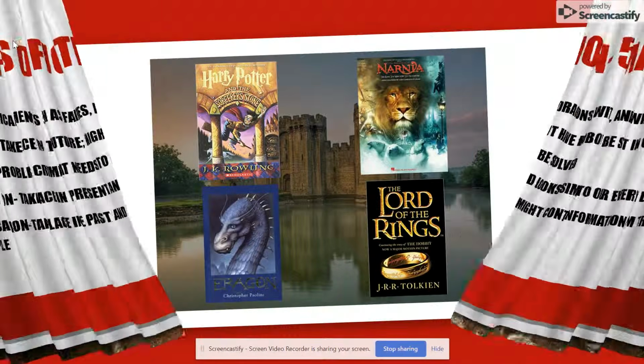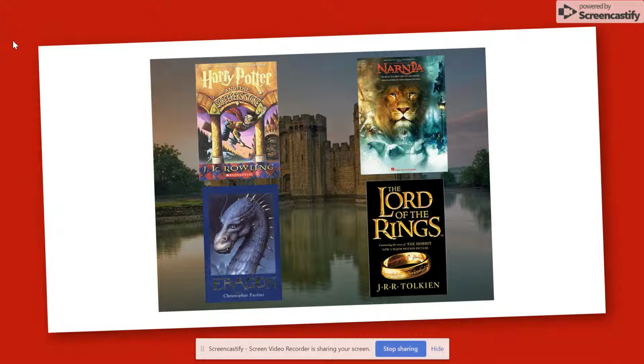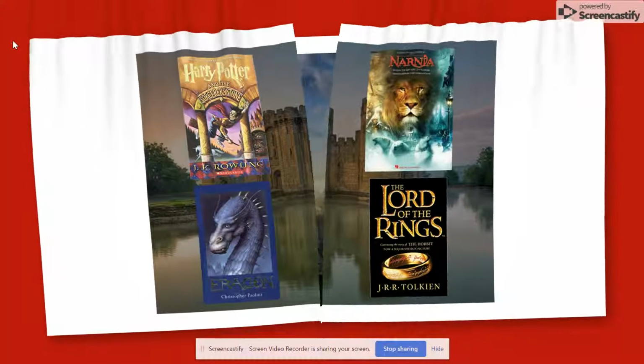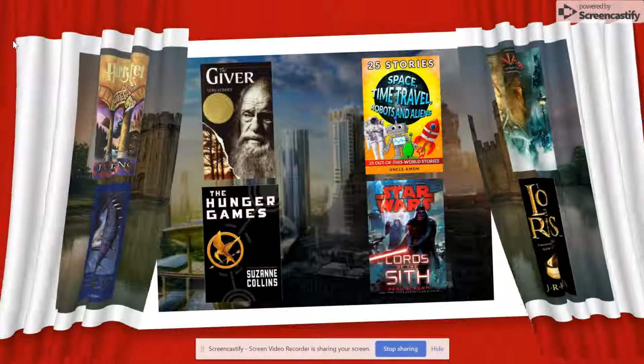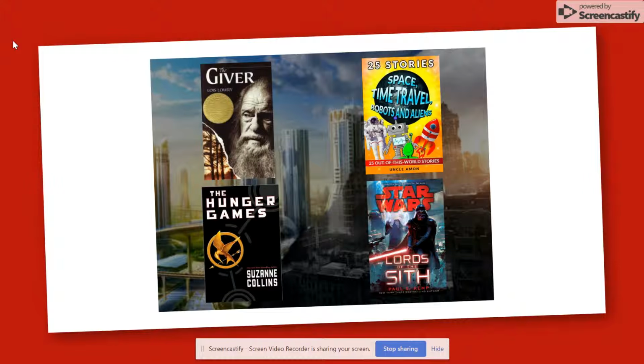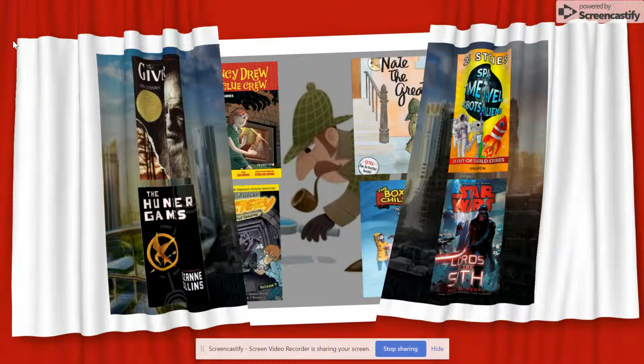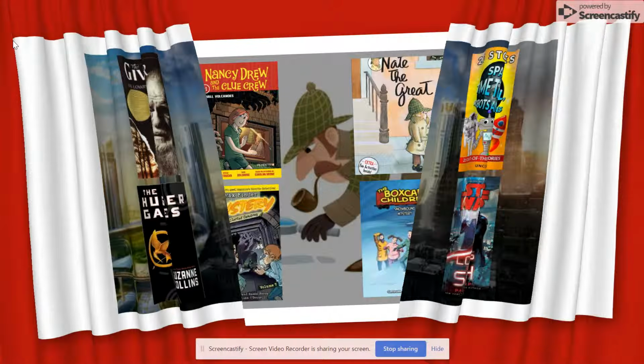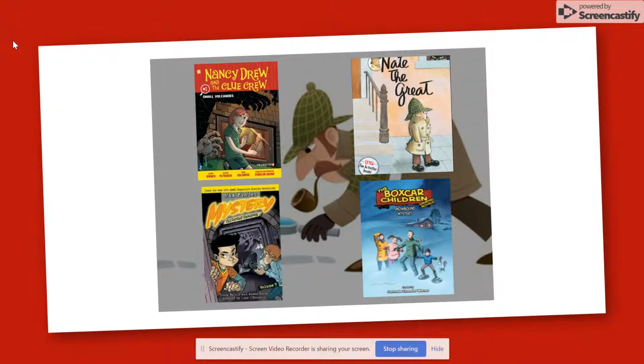Here are some examples of fantasy: Harry Potter, Narnia, Eragon, and Lord of the Rings. Here are some examples of books that are science fiction: The Giver, Space, Time Travel, Robots, and Aliens, The Hunger Games, and Star Wars. Here are some books that would be considered mystery: Nancy Drew, Nate the Great, Max Finder Mystery Collection, and The Boxcar Children.